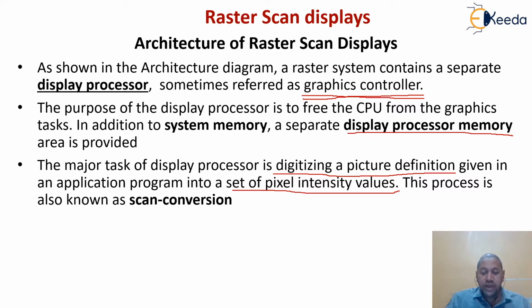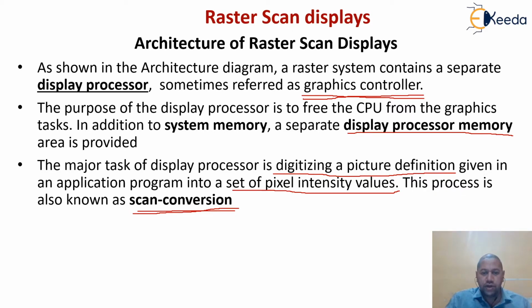In some textbooks, this process of digitizing a picture definition is also known as scan conversion. So we can say the scan conversion is done by the display processor, with the help of the display processor memory. The output is a set of pixels with different intensity values, stored in the frame buffer and passed to the video controller, which displays it on the monitor screen. I hope all of you understood.